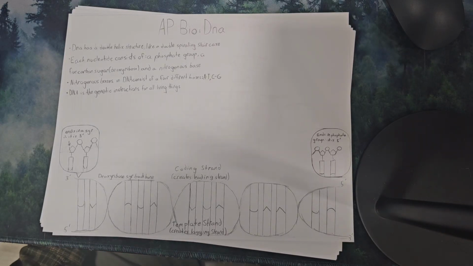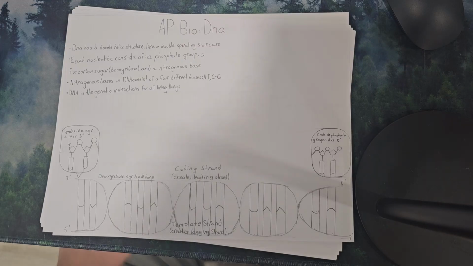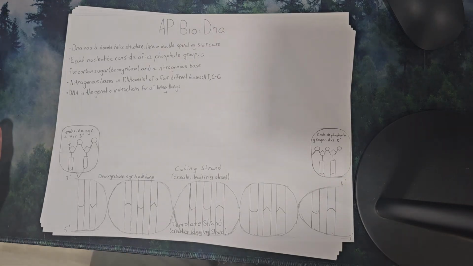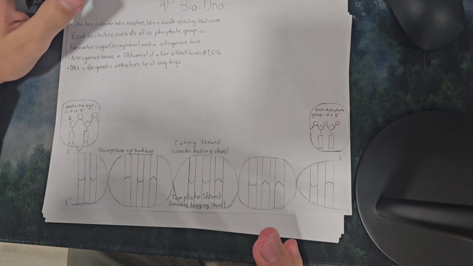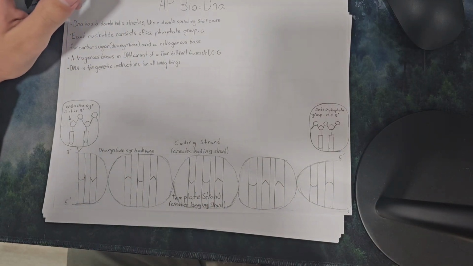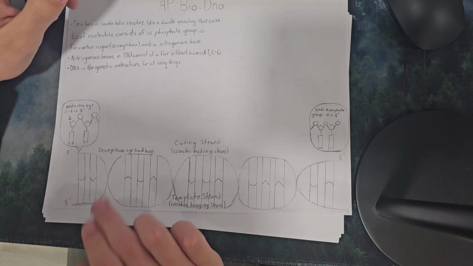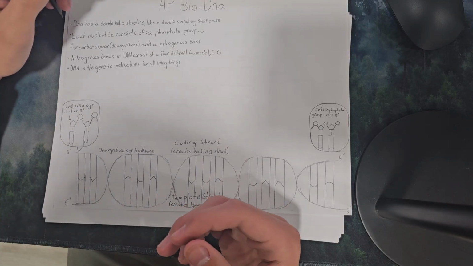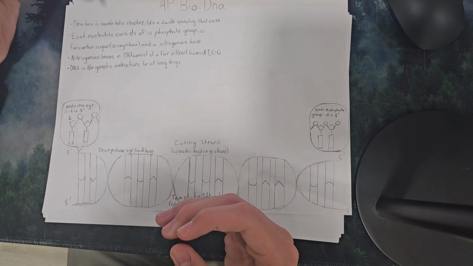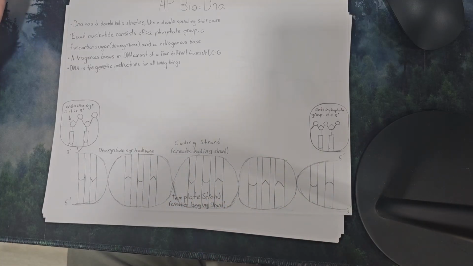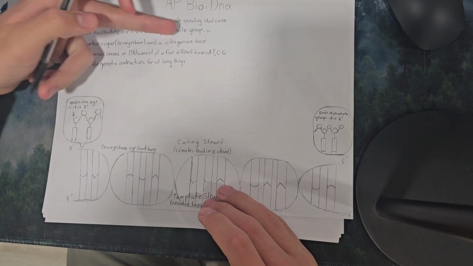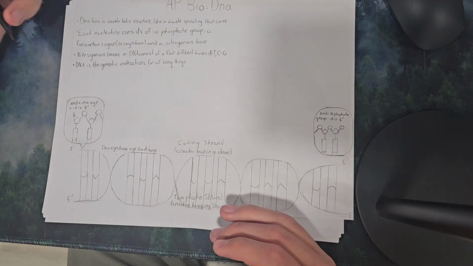Okay, let's talk AP Bio, specifically the whole DNA unit. We're going to talk about DNA structure to start. So what I have right here is the DNA structure. It consists of a deoxyribose sugar backbone, which is a 5 carbon sugar, and a phosphate group, right? Those two things are attached to a nitrogenous base.